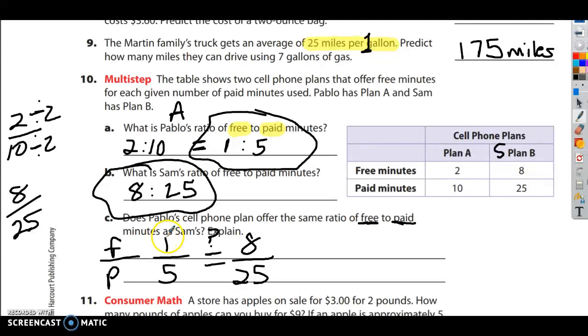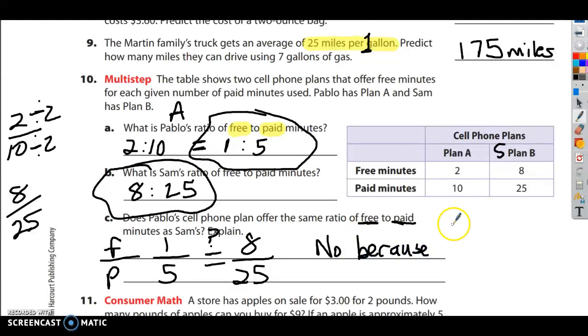To make these equivalent, I would either need to multiply both terms by 8, and then I'd get 8 over 40, or I'd need to multiply both terms by 5, and I would get 5 over 25. But I don't get the same term each time. So it says, does Pablo's cell phone plan offer the same ratio of free to paid minutes as Sam's? No.